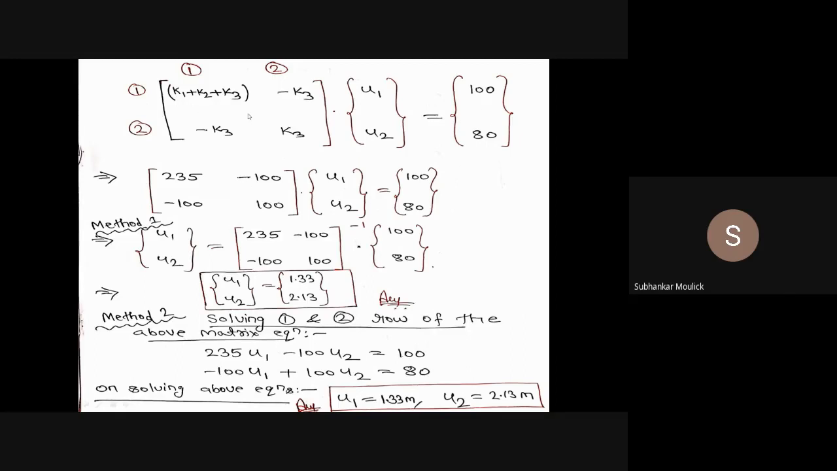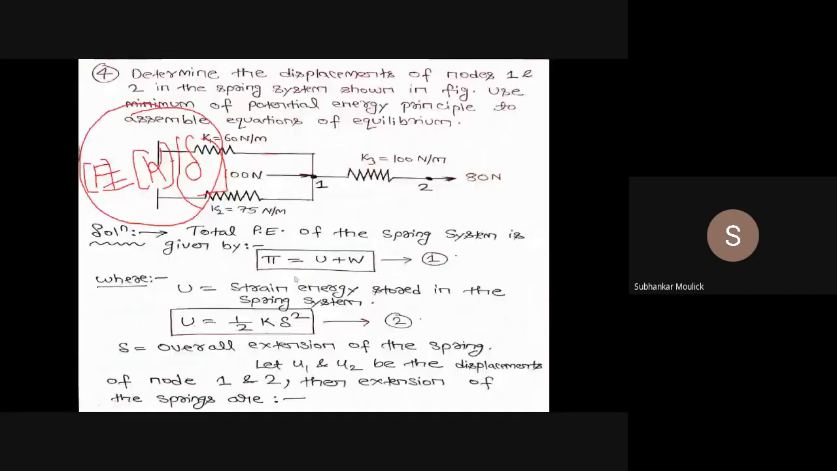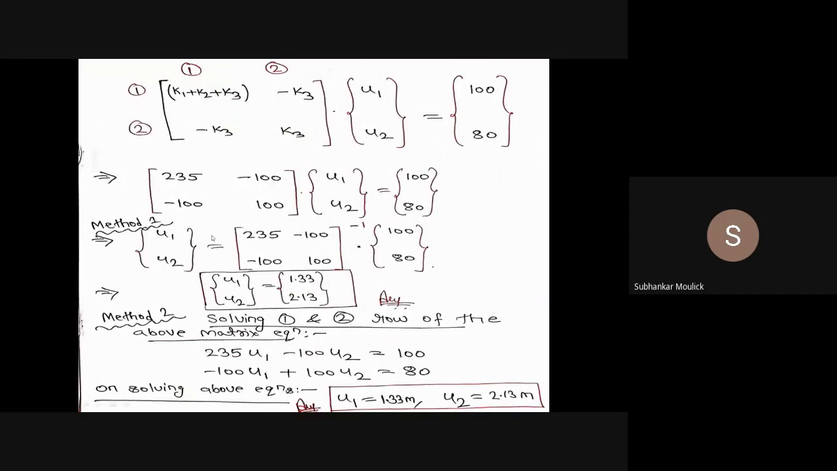Now since k1, k2 and k3 are given in the problem, I can substitute the values. After substituting, the resulting matrix becomes [235, minus 100; minus 100, 100] into u1 u2 equal to 100, 80. I need to find the value of u1 and u2. So u1 u2 will be the inverse of this matrix into 100, 80. Either you can use this technique, or you can just break it, that means matrix multiplication.